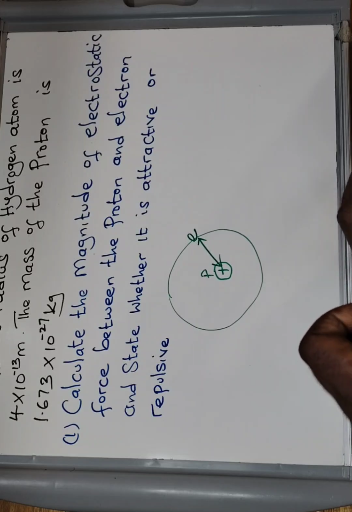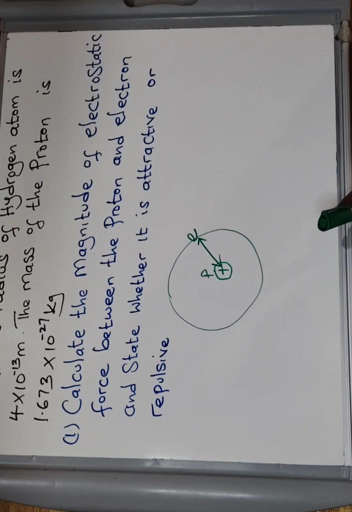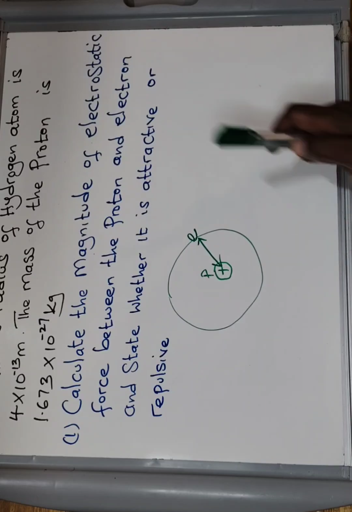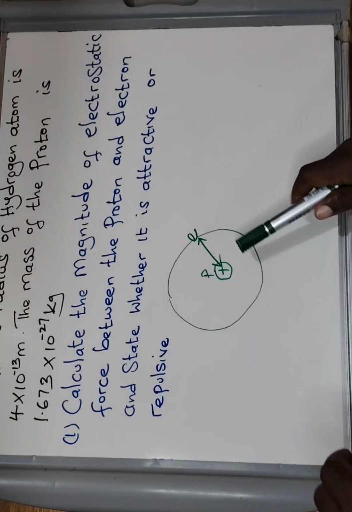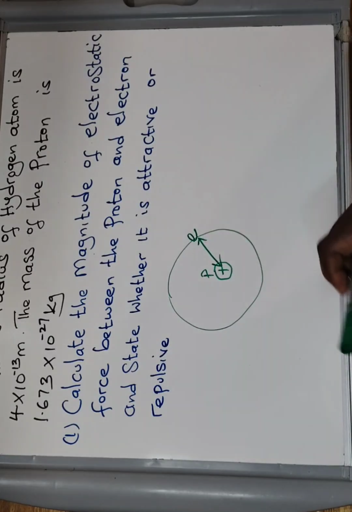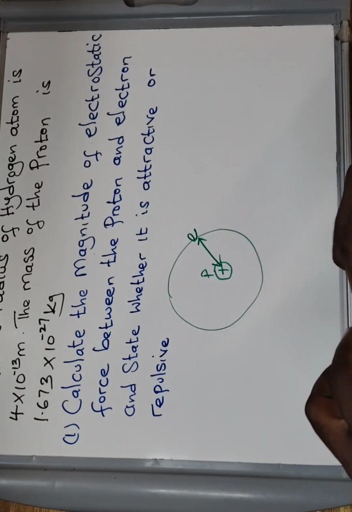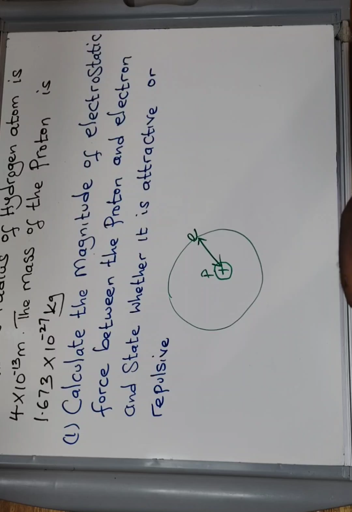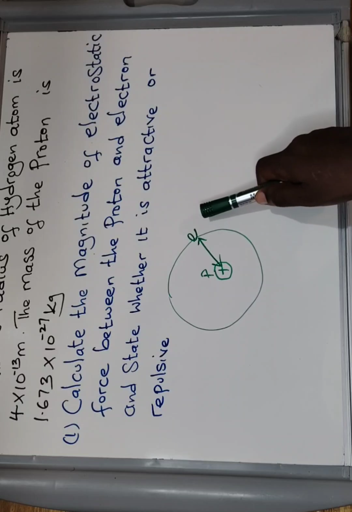And in the data sheet, we have the mass of the electron, and the mass of the proton is not given, that's why it's given here. So in other words, you have the distance between the proton and the electron, and you have the charges. The charge on a proton is equal to the charge on an electron in magnitude. The only difference is that the proton is positive and the electron is negative.